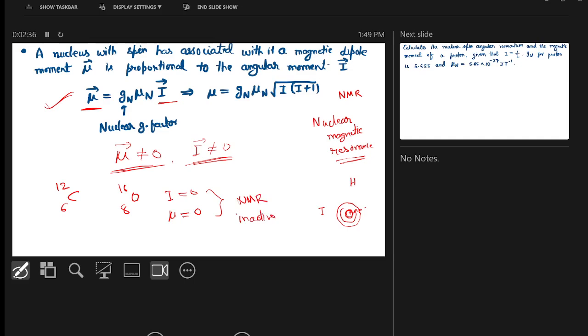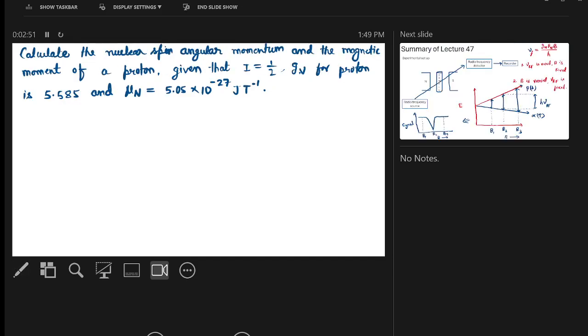You must have seen some of this in the lecture, so I'm not going into the detail, like which nucleus will be NMR inactive and which nucleus will be NMR active. This is a simple condition. Based on this equation, we will try to solve one problem.